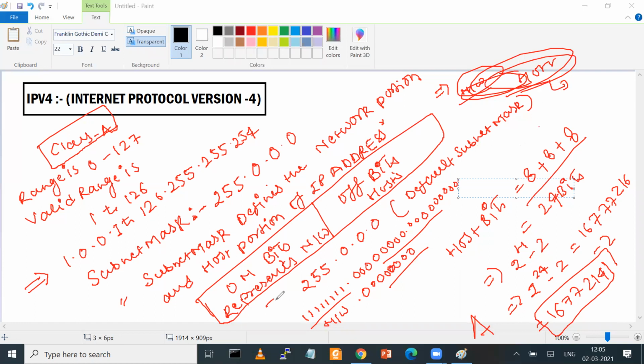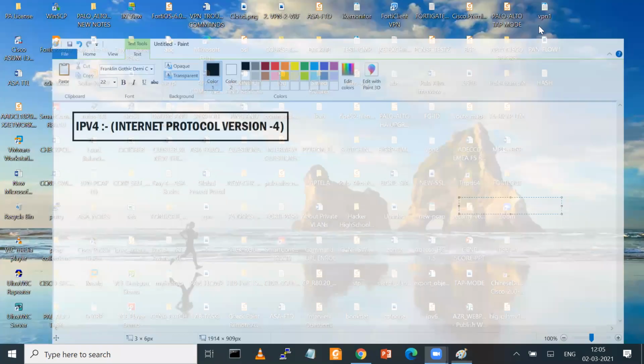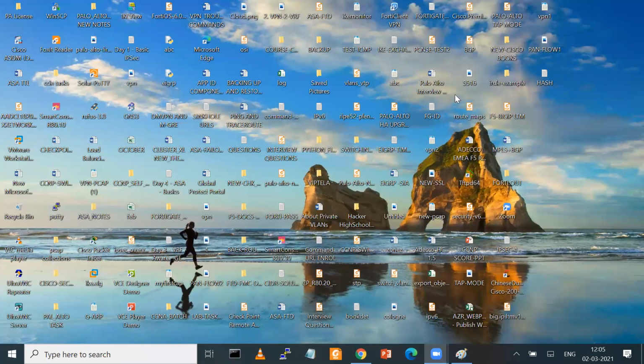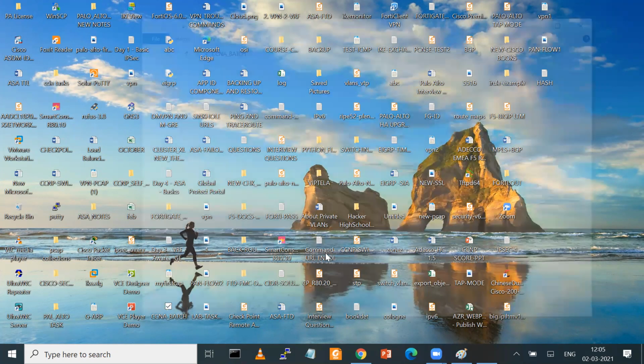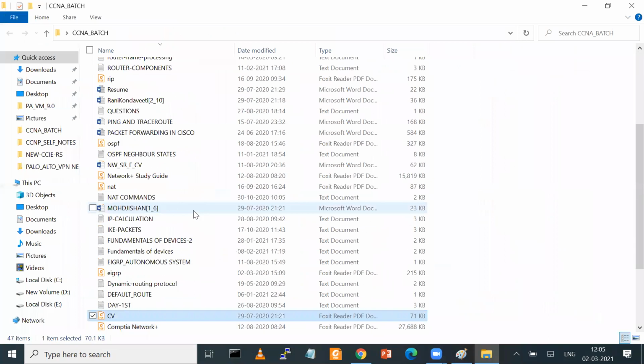But here we are using the default subnet mask, and on the basis of the default subnet mask we can calculate 128 networks and this number of hosts. So guys, for today we only perform this till class A calculation. In the next session we'll do the complete A, B, C calculation also. I'm going to show you the notes of each session, like whatever calculation I did, I can show you.